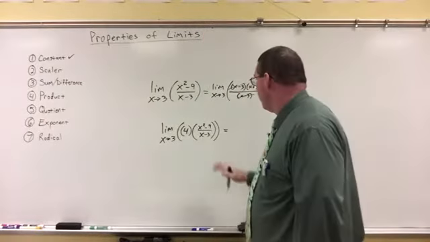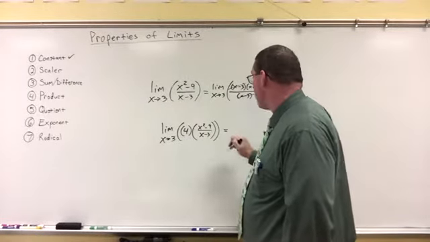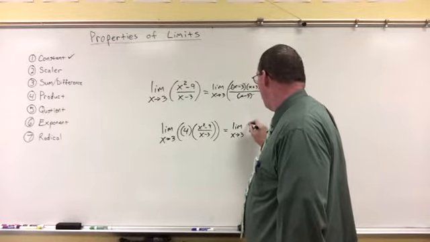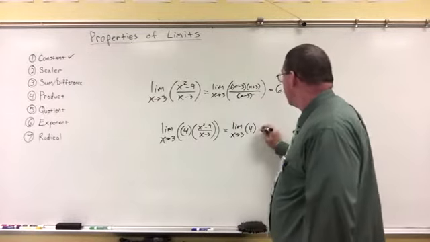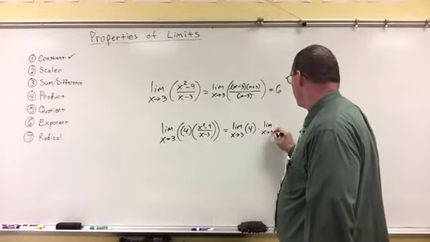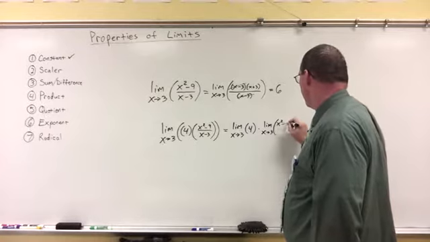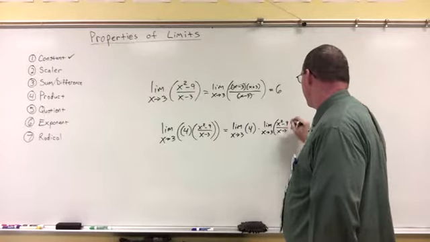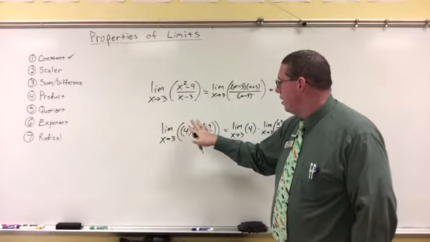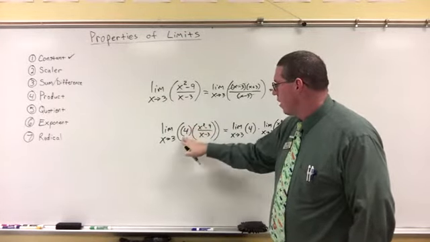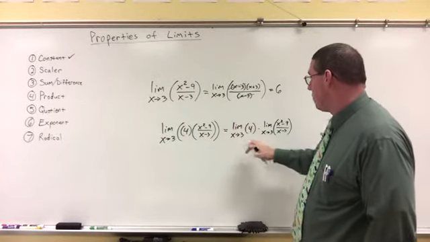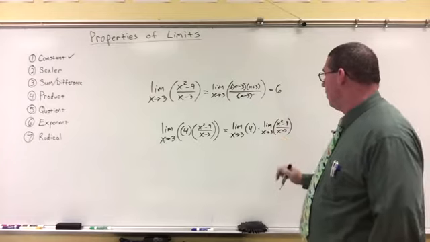This is going to be the same thing as 4 times the limit as x approaches 3 of x squared minus 9 over x minus 3. So basically, the limit of the product of the scalar and the function is the product of the limit of the scalar times the limit of the function.